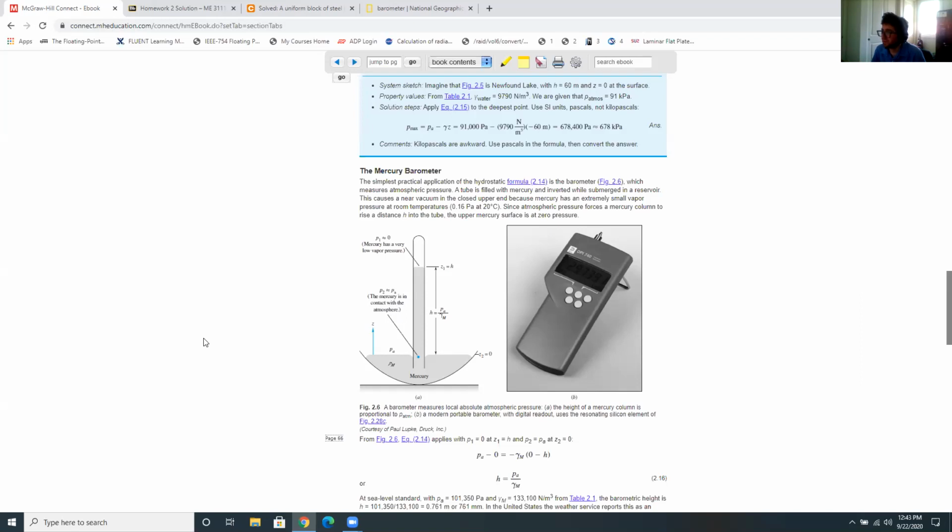Wait, so you said a barometer measures by inches? Yes, it does. It measures the pressure. Of course, now you have digital stuff. You can convert inches to pascals or whatever you want, but the ancient one, like this one, tells you right here, a barometer measures local absolute atmospheric pressure. A pressure gauge does not measure absolute pressure, but a barometer does.